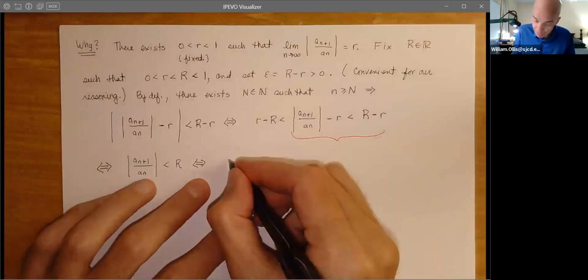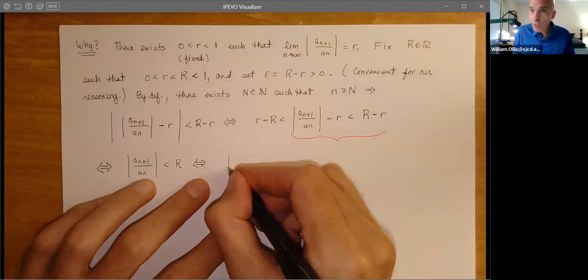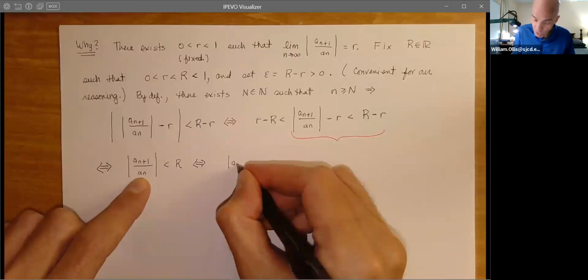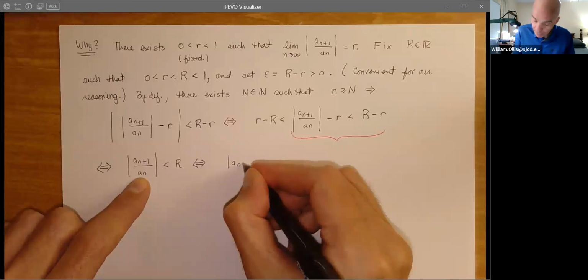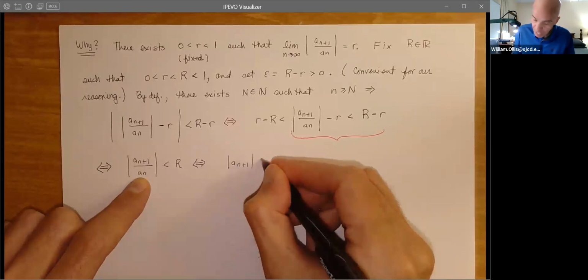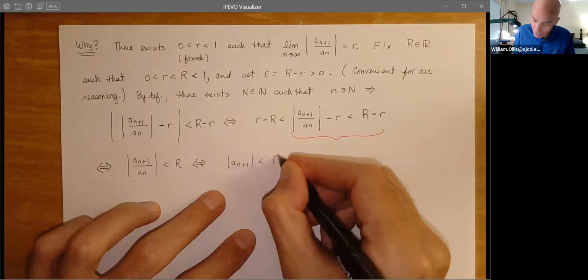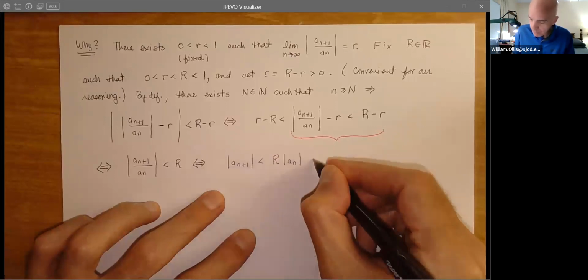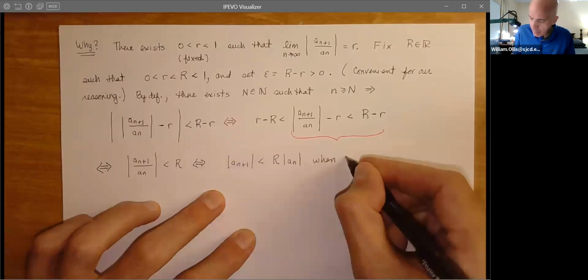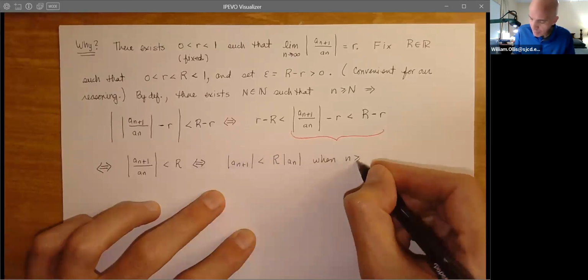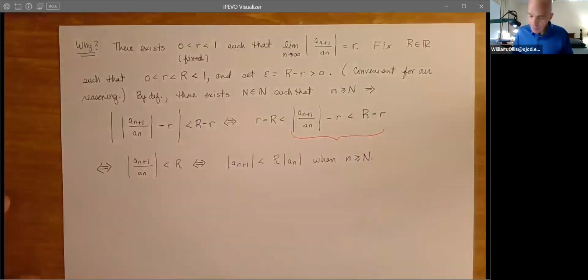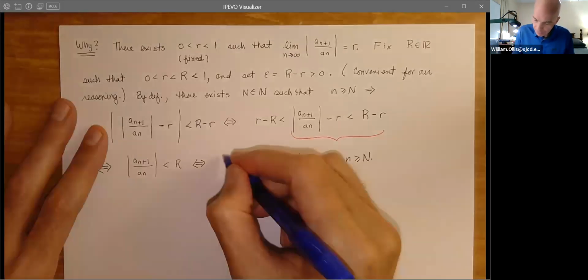So then the absolute value of your quotient is the quotient of absolute values. So we're going to cross multiply. So we have an R times the absolute value of a sub n when n is greater than or equal to big N, so to speak, uppercase N. So this is the key here.